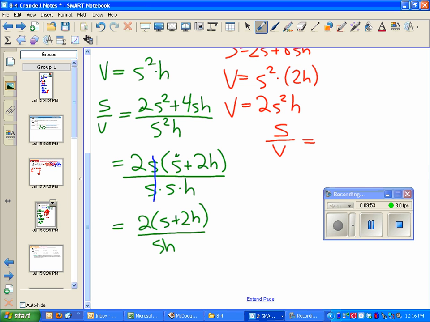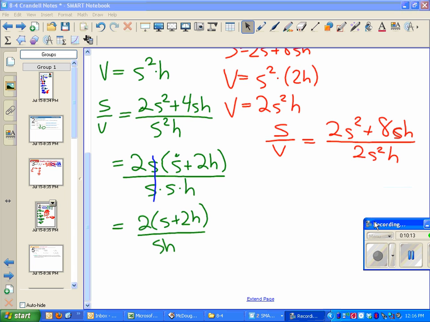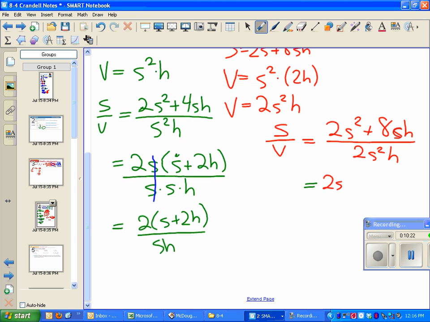Right. So surface area is going to be 2S squared plus 8SH over 2S squared H. Okay, I can't reduce anything right now, but I could create some multiplication. So what's common between 2S squared and 8SH? 2S, good job. So if I factor out a 2S, I'm going to get S plus 4H. And to make it easier on myself, I will have 2S times SH.